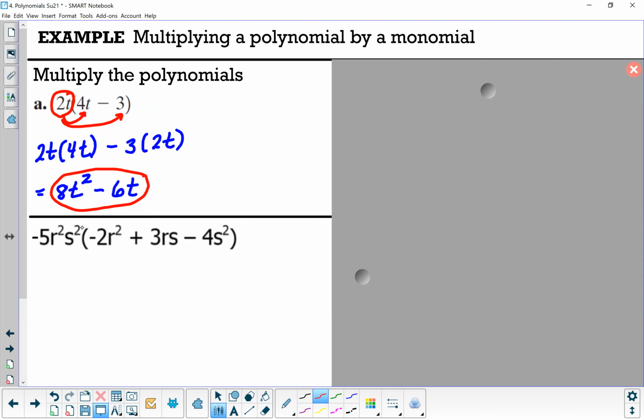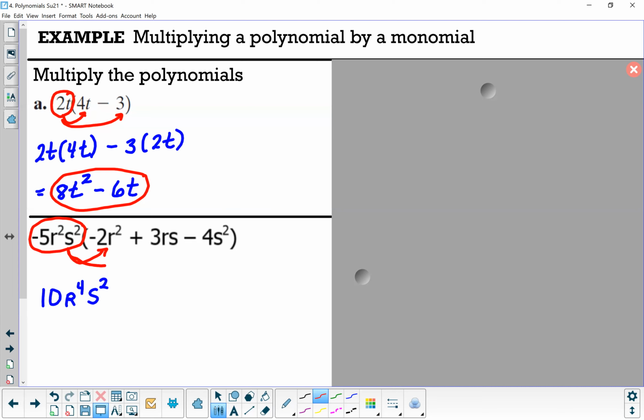Alrighty then, so again, we are distributing this negative 5r squared s squared across addition and subtraction. So we'll first start with multiplying that to the negative 2r squared. So we'll simplify the negative 5 times the negative 2 gives us a positive 10. Now the r squared times the r squared, add your exponent. So we get r to the 4th power and s squared.